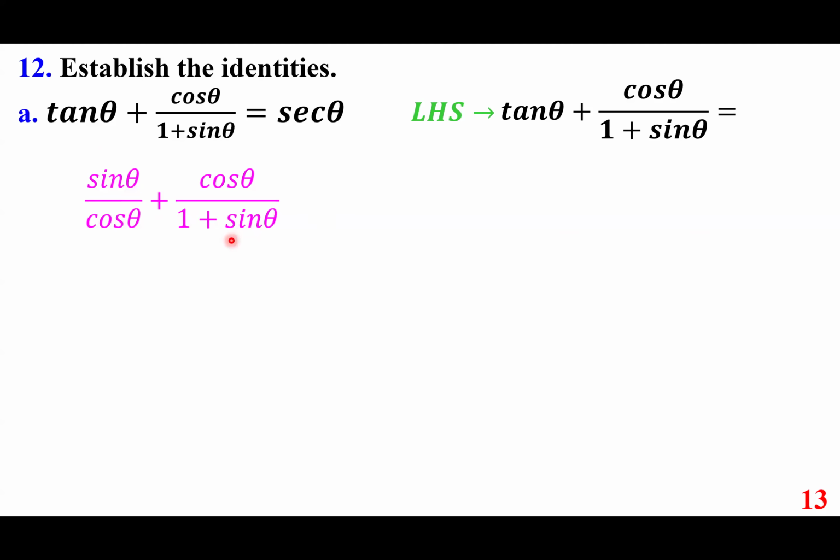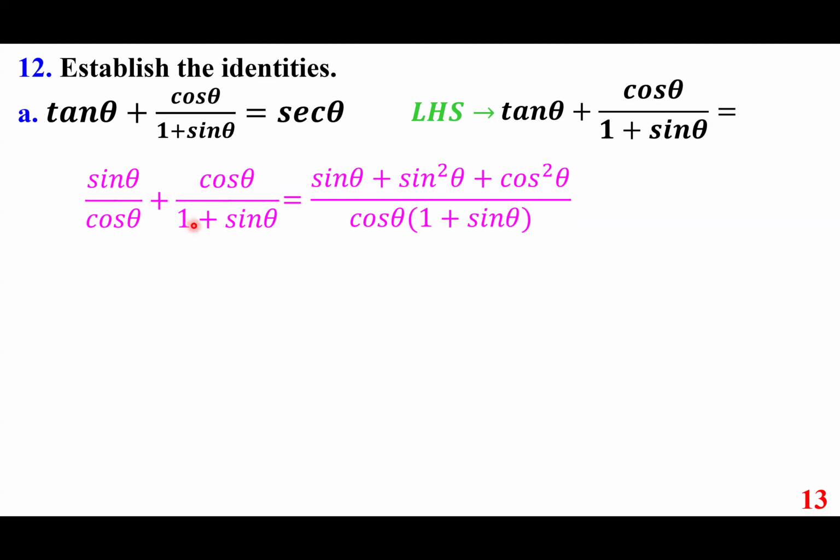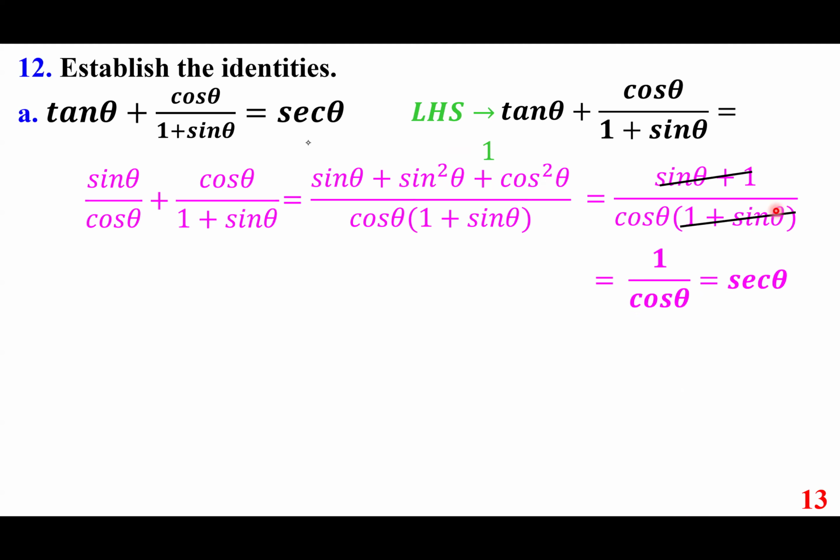And of course, this is sine theta times 1 plus sine theta, and this is cosine theta times cosine theta. So sine theta times 1 is sine theta, times sine theta is sine squared, cosine theta times cosine theta is cosine squared. I'm assuming no one has any problem adding two fractions. Clearly, sine squared and cosine squared add up to 1. So now we have sine theta plus 1 in the numerator, which is identical to 1 plus sine theta. They cancel each other. We get 1 over cosine theta, which is secant theta, and that's the proof.